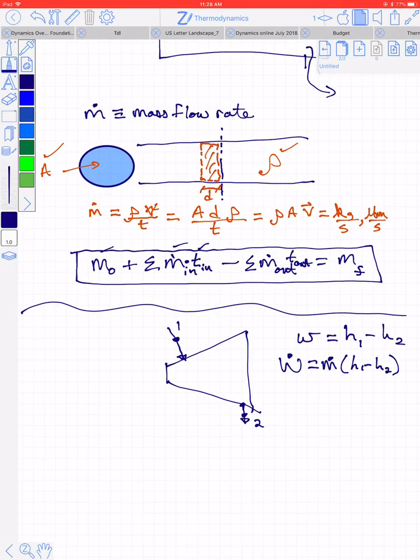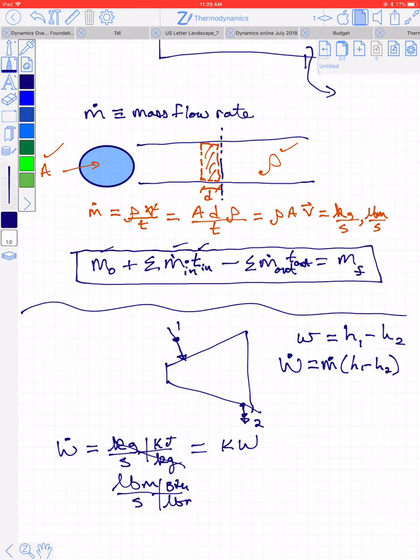Mass flow rate helps us with rates of energy, rate of heat transfer, mechanical power. Let's check our units there real quick. Mass flow rate would have units of kilograms per second. Enthalpy has units of kilojoules per kilogram. Nice. That gives us kilojoules per second or kilowatts. That's a unit of power. In the English system, pounds mass per second times BTUs per pound mass gives BTUs per second. That's a good unit of power. We can convert that to horsepower.